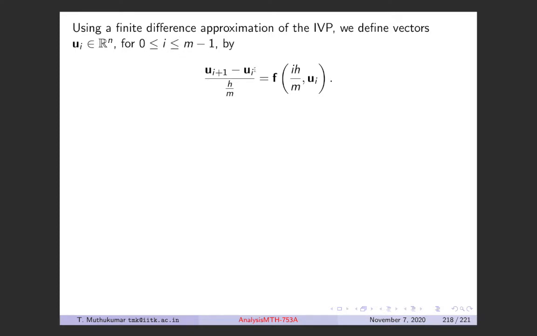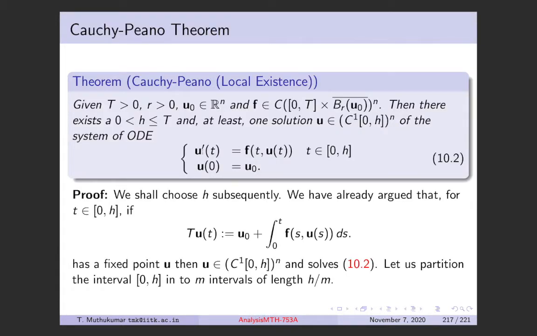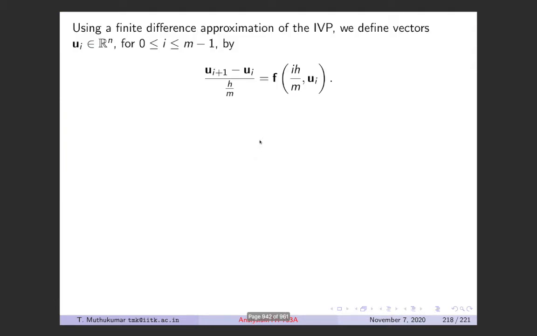So we are looking at the difference. We have u0, and we define u1 based on this relation. You see this is precisely motivated from this IVP, the ODE u prime equal to f. In the limit, this is like u prime equal to f, right? So you define u1 by u1 minus u0 over h over m equals f of 0 comma u0, and for u2 it is u2 minus u1 over h over m equals f of h over m comma u1.